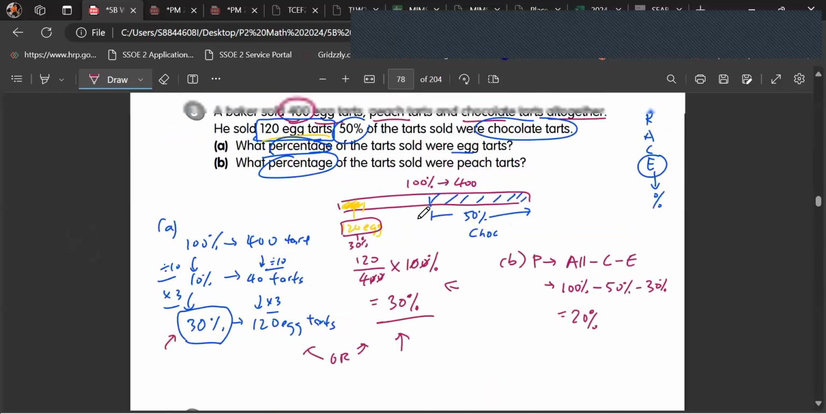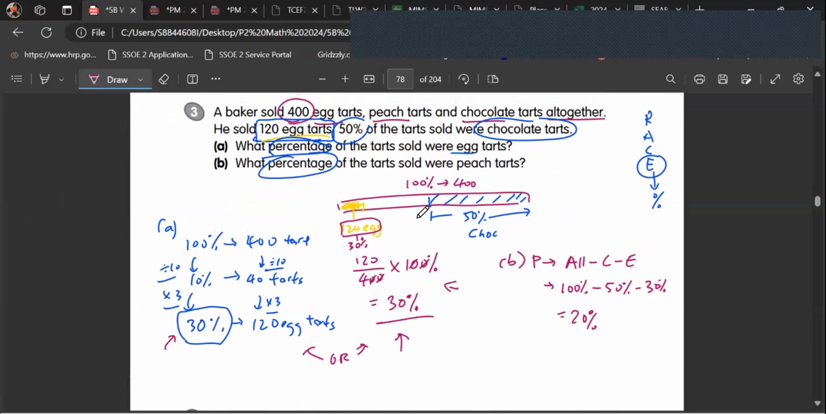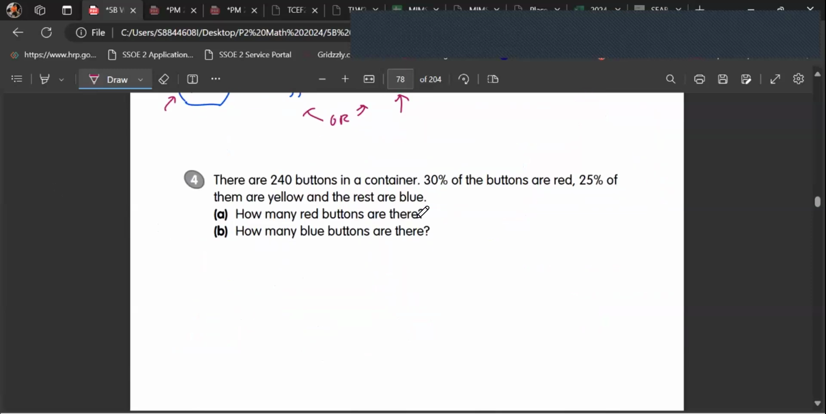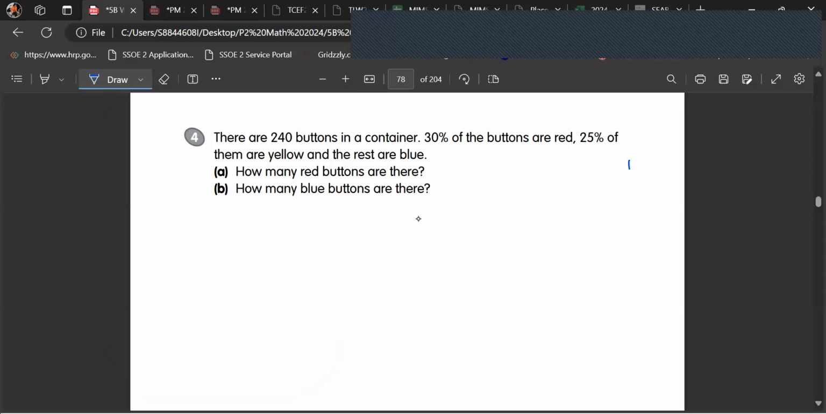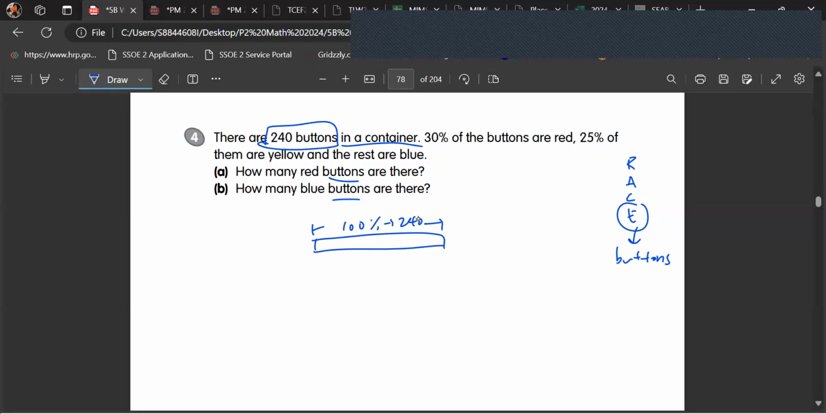Okay, then the questions on 3 and 4 are pretty similar. But you realize that for question 3, the answer is in percentage. Question 4, the answer is in buttons. Yes, correct. So it's asking for buttons. So my answer is buttons, not percentage. So there are 240 buttons in the container. So the whole container is 100%. And that is 240 buttons. One part red, one part yellow, the rest are blue.